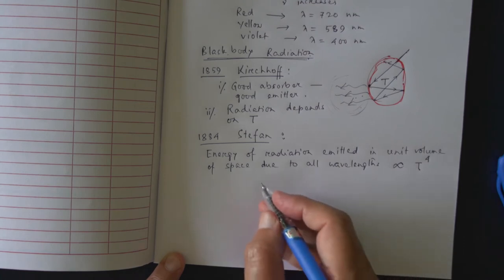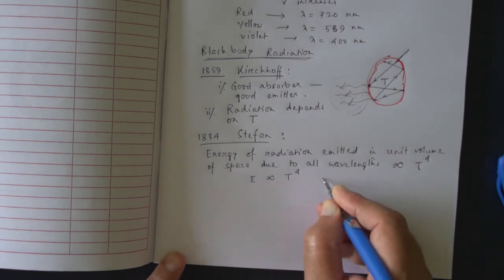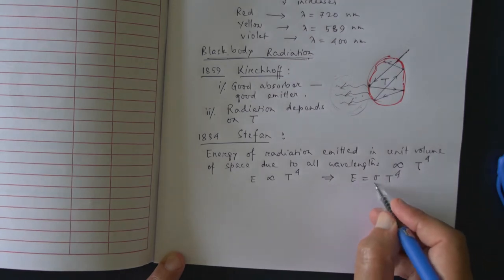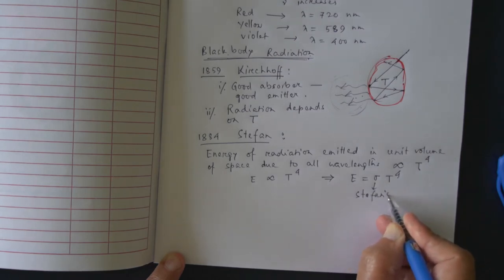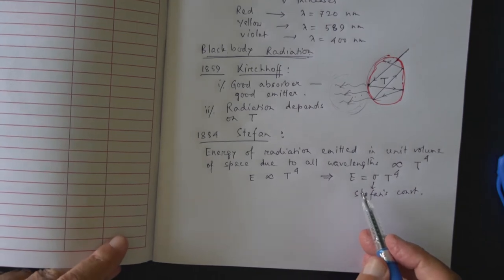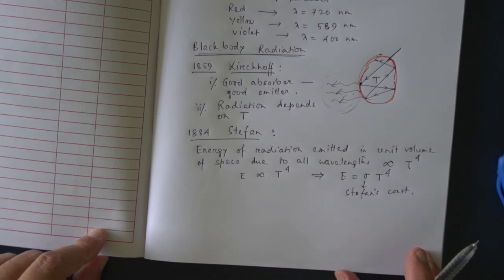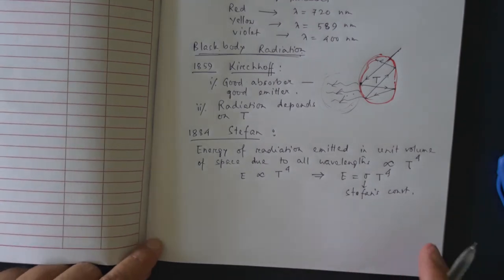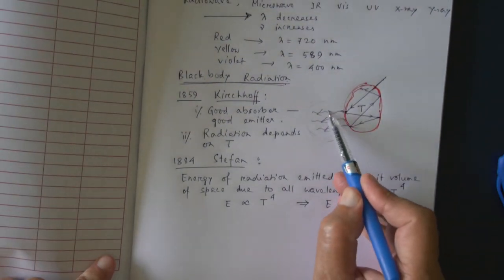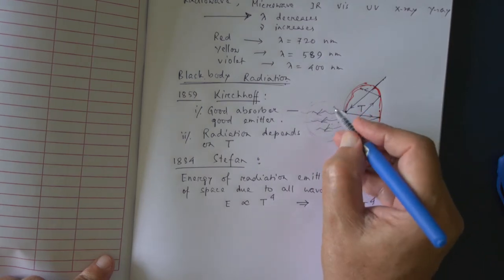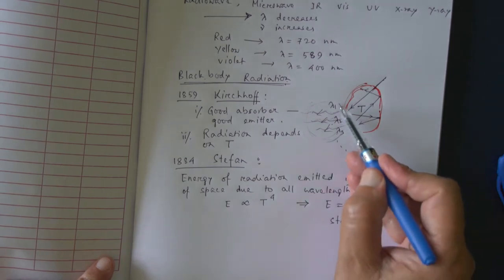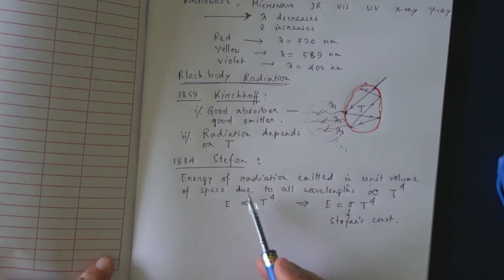This is known as Stephen's fourth power law, or we can write E is proportional to T to the power 4. From this, E is equal to sigma T to the power 4. Sigma is called the Stephen's constant. This was experimentally observed by Stephen. Now what do we mean by due to all wavelengths? Because the black body is emitting radiation, there will be so many wavelengths, say lambda 1, lambda 2, lambda 3, and so on. Not one wavelength, there will be so many wavelengths.